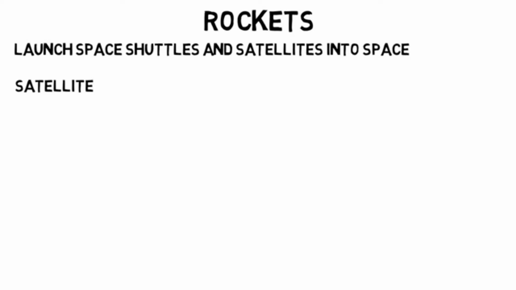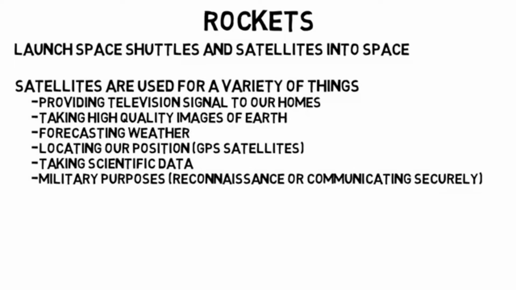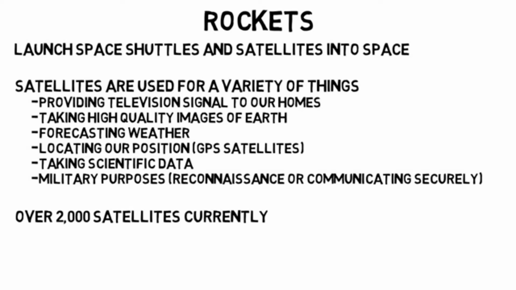Then, for example, those satellites are used for a variety of things, including providing television signal to our homes, taking high-quality images of Earth, forecasting weather, locating our position through GPS satellites, taking scientific data about our land, oceans, or atmosphere, or even for military purposes like reconnaissance, or communicating securely with our troops halfway across the world. In fact, there are over 2,000 satellites currently in orbit, so you can see how astronautical engineering is an important and active field.